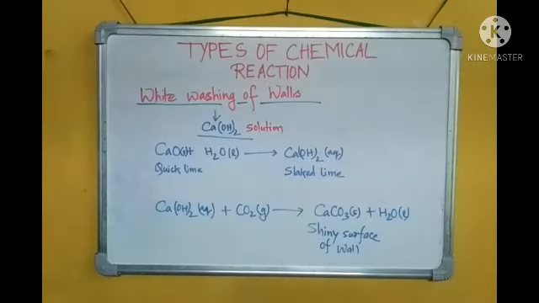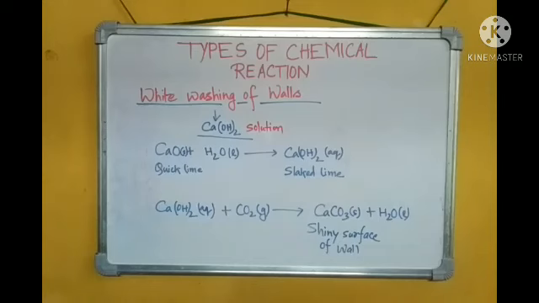So the question is generally asked: why, after whitewashing the wall, do we get a shiny surface when we let it dry for 2 to 3 days? Why is this shiny surface obtained? So this can be your question. Your answer is that while whitewashing the wall we are using calcium hydroxide solution, and this calcium hydroxide is obtained from the reaction of quicklime with water.